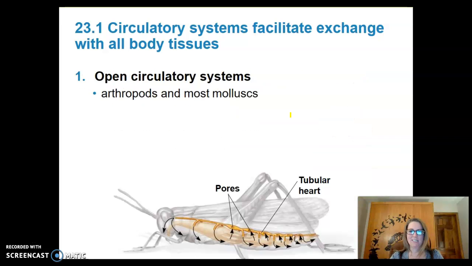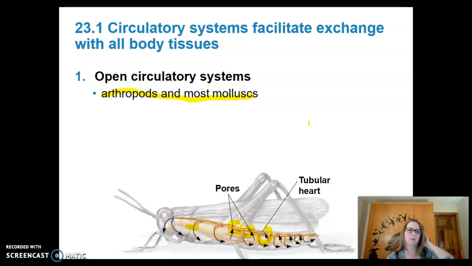So in an open system, you notice that, sure, here's a heart. Here's another heart. You see they have a little opening in the top. So it looks like here, 1, 2, 3, 4, 5, 6 hearts. And then it opens into a vessel, but then the vessel is completely open there, okay? So the blood is not completely enclosed in vessels, okay? So we see that in arthropods and mollusks. So you might think back to things like clams, crayfish.